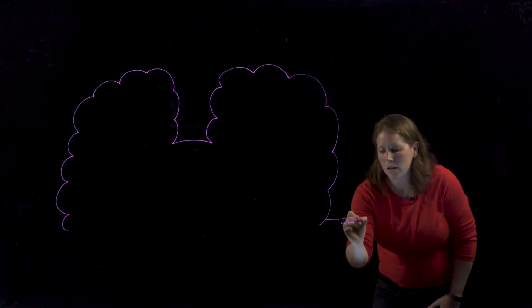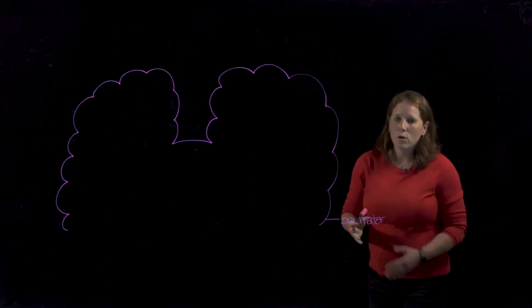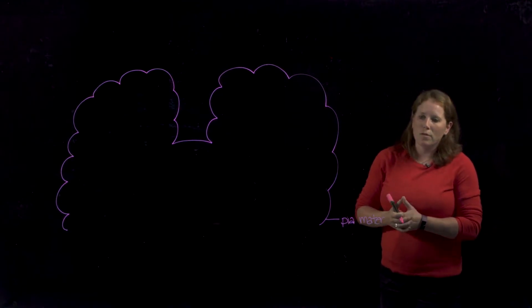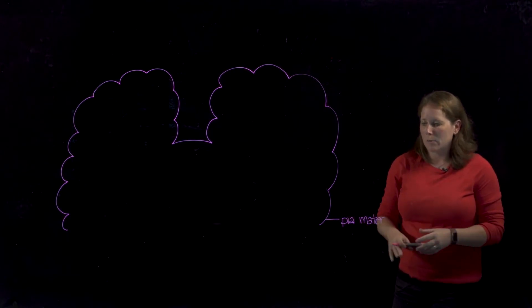Now, by drawing the external surface of the brain, I've already drawn the first layer of meninges, and this is called pia mater. Now, pia is so intimately connected to the outside surface of the brain that you can't separate them, and so we'll just label that as being sort of one and the same.